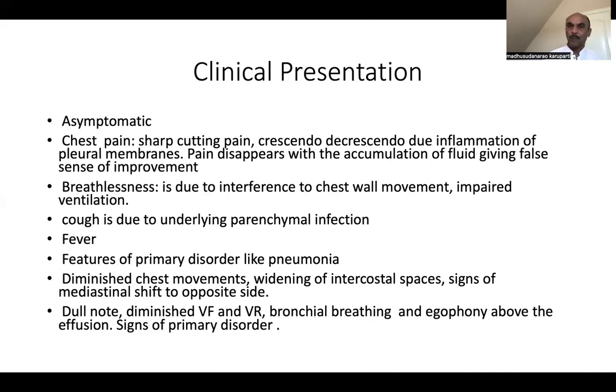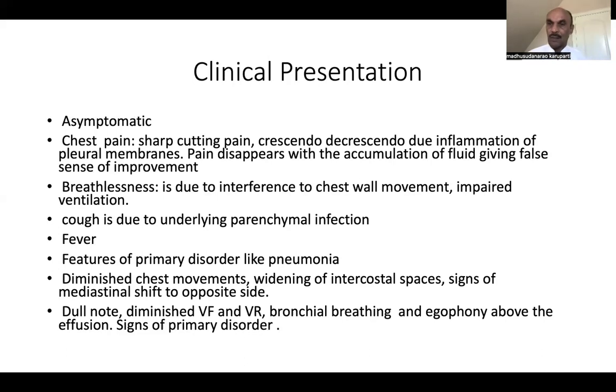Then the patient gradually develops shortness of breath because of the impaired ventilation secondary to the compressional effect of the fluid getting accumulated on the lung parenchyma. And the patient may present with the symptoms of underlying disease, which could be pneumonia or systemic inflammatory conditions. The pneumonia may present with fever, cough, and expectoration, and systemic disorders may present with organomegaly, besides signs of pleural effusion.